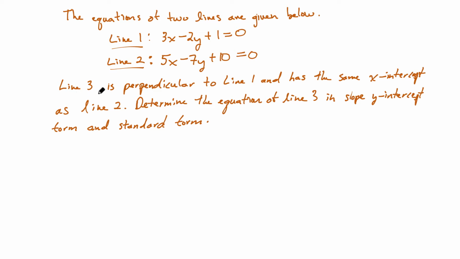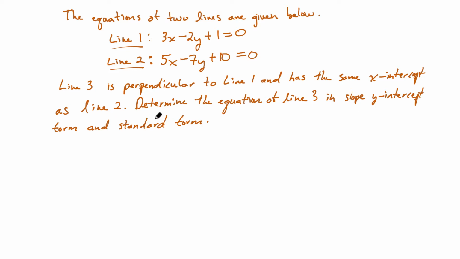We're told in the question that line 3 is perpendicular to line 2, this line, and has the same x-intercept as line 2, which is this line right here. We're asked to determine the equation of line 3 in both slope y-intercept form and standard form.